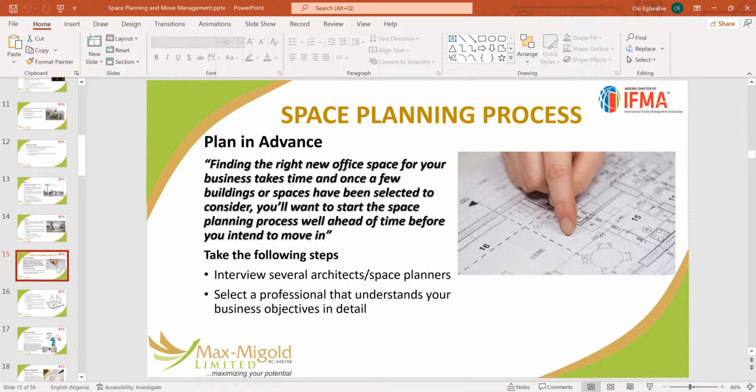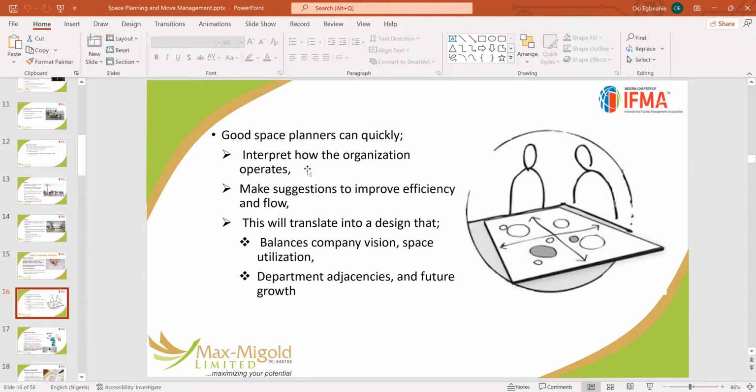Select a professional that understands your business objectives in detail, a professional that understands the business needs in detail. More experienced persons are able to do that. Good space planners can quickly, one, interpret how the organization operates. Two, make suggestions to improve efficiency and flow.